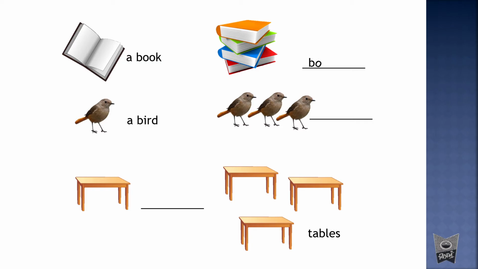B-double-O-K-S, books. Okay. Next, here is a bird. Okay, what is the spelling of bird? B-I-R-D, bird. And there are more than one birds. So these are many birds. Okay, so what should I write here? Yes, B-I-R-D-S, birds.